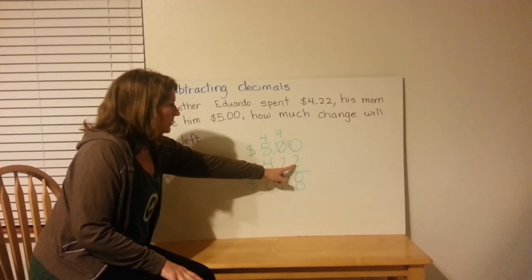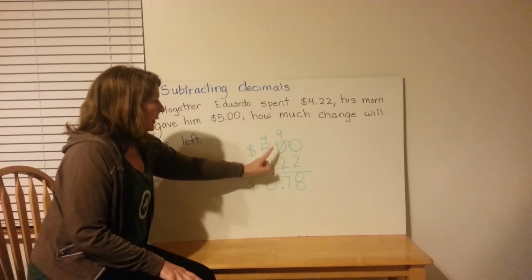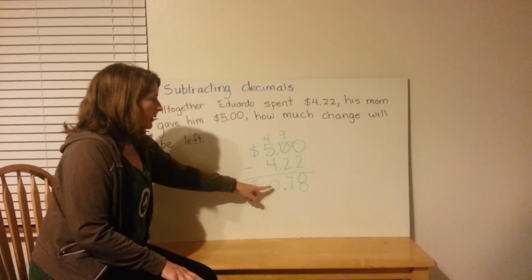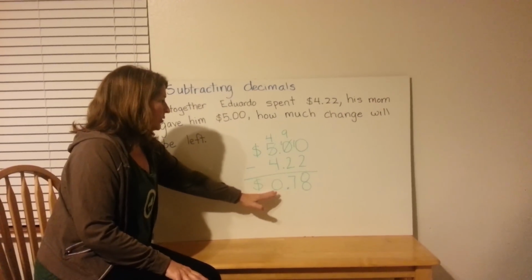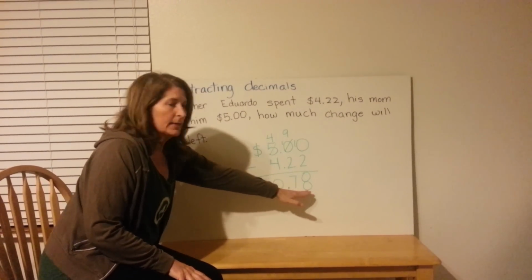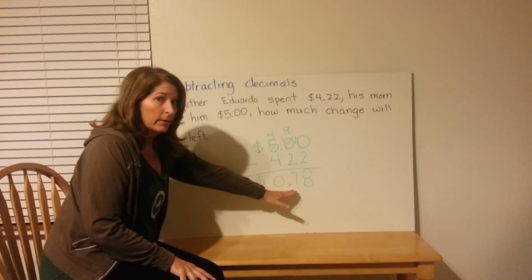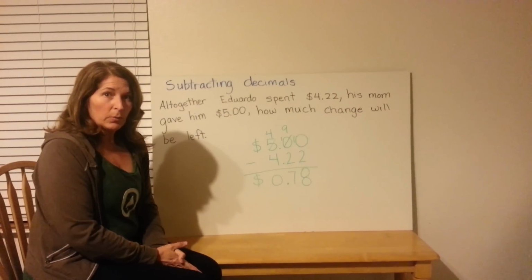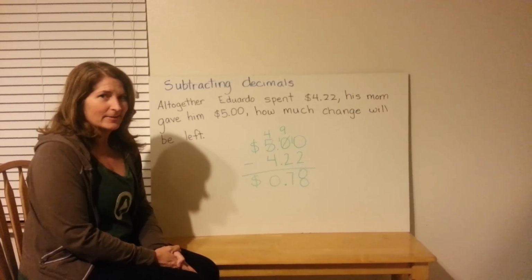And then I can regroup that 1 over to the number now and solve it. So 10 minus 2 is 8. 9 minus 2 is 7. And 4 minus 4, well, that's 0. And then what you have left over is 78 cents. Or 78 hundredths. So those are some things we're going to be working on in preparation for the test.